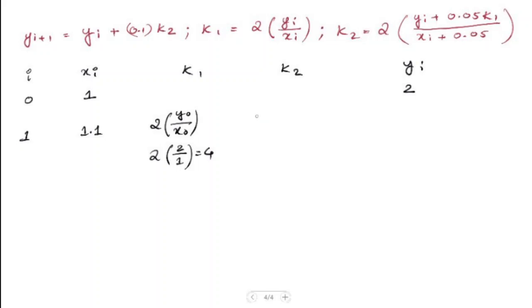And for k2, we have here 2 times y0 plus 0.05 times k1, which is 4.